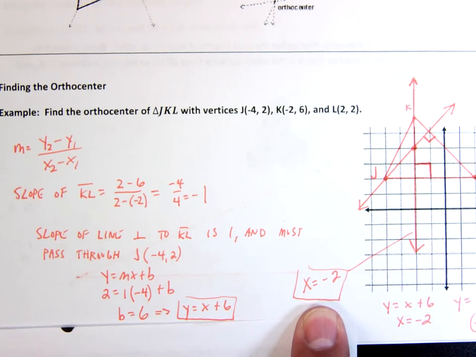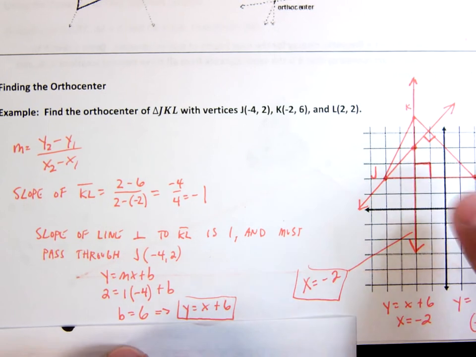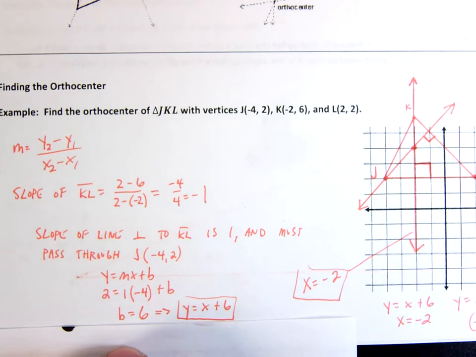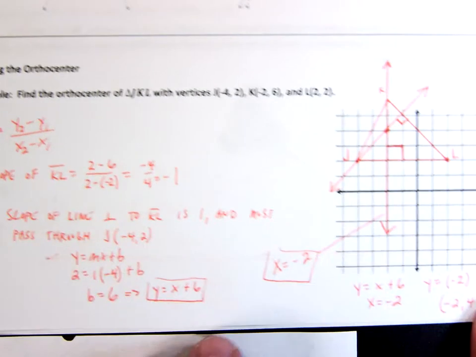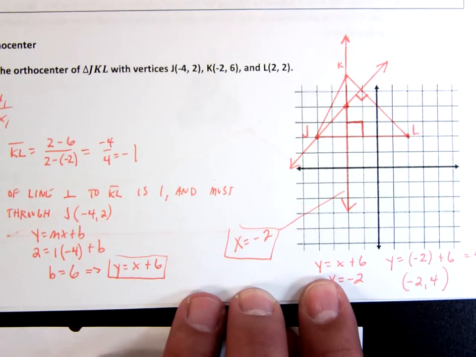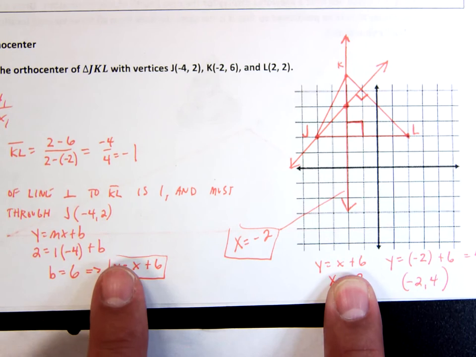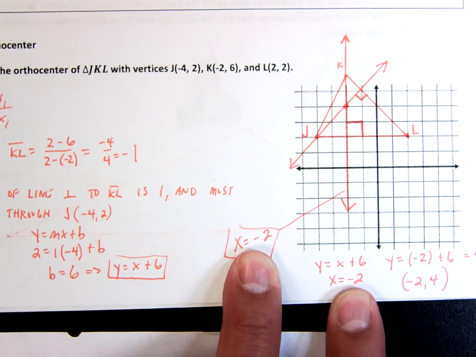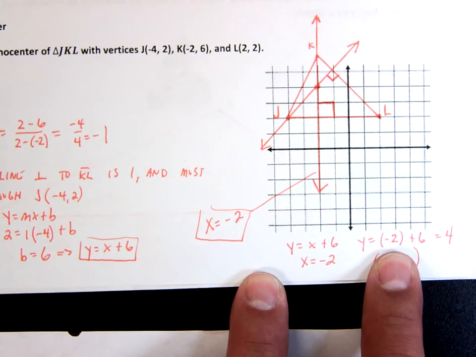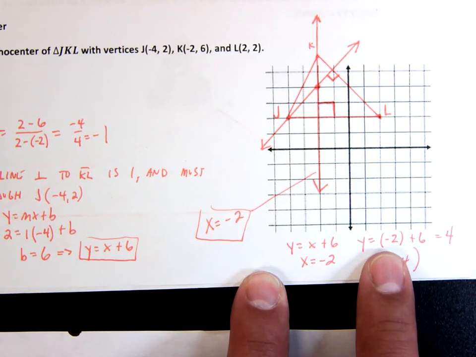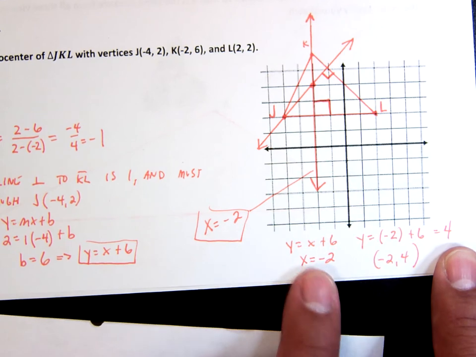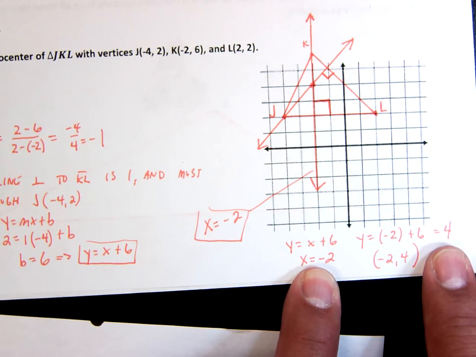Now I'm looking for the point. Now, of course, I can see it. I can see where the orthocenter is. It's at -2, 4. But if I can't see it, maybe it's off the graph, I go back to my equation. I have y equals x plus 6 from this equation right here. But I just told you that x is equal to -2. So just plug in -2 for x. Y equals -2 plus 6, it equals 4. So I have x equals -2 when y is equal to 4.